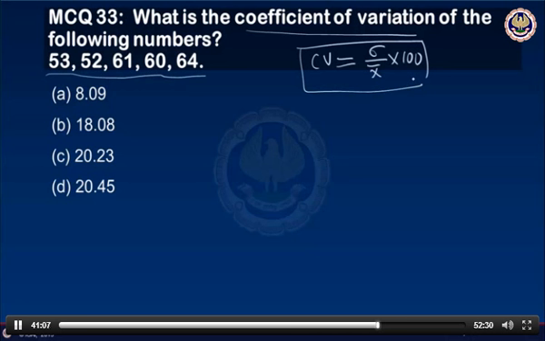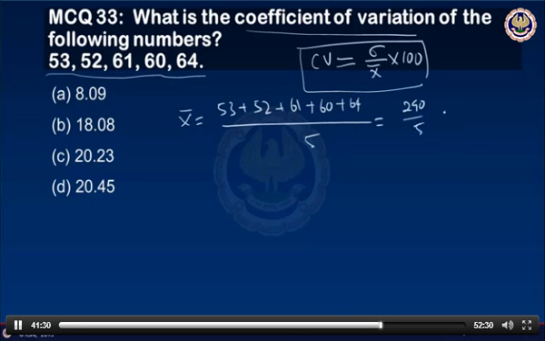Before computing the CV, first we have to calculate the mean value. X bar equals 53 plus 52 plus 61 plus 60 plus 64, whole divided by the total of 5 observations here, which is 290 by 5, which is 58.